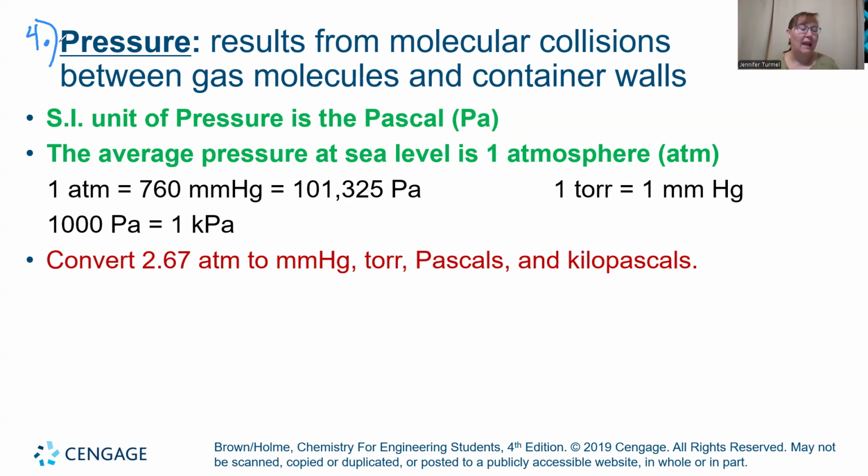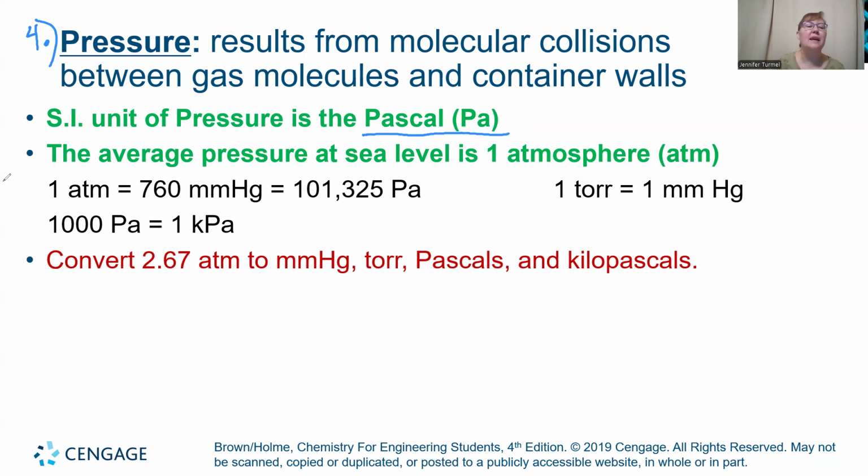All right, now let's take a look at pressure. Pressure results from molecular collisions or particle collisions. Sometimes we'll be dealing with something that's not an actual molecule, like helium or neon or noble gases. So it results from the particle collisions between gas molecules or gas particles and the container walls, as well as things within the container. Okay. The SI unit of pressure is actually the Pascal, but the Pascal is very, very small.